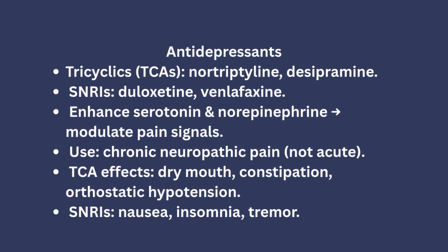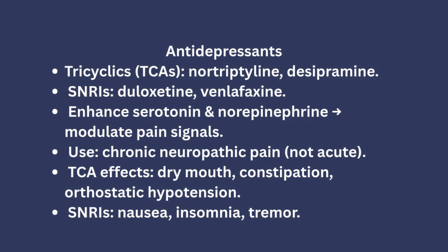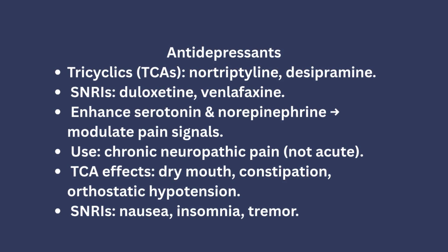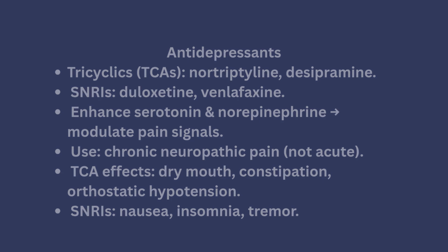From a pain perspective, the most effective are the tricyclic antidepressants, like nortriptyline and desipramine, and the SNRIs, such as duloxetine and venlafaxine. They enhance serotonin and norepinephrine in the central nervous system, both of which help modulate pain signals. They're not used for acute pain because they take time to work, but they're helpful for chronic neuropathic pain. TCAs can cause dry mouth, constipation, weight gain, or dizziness, and they can worsen orthostatic hypotension, so use them cautiously in older adults. The SNRIs are usually better tolerated, but can still cause nausea, insomnia, or mild tremors.